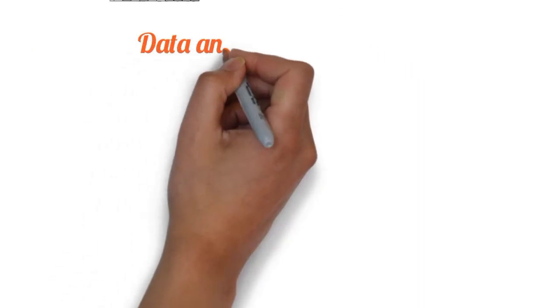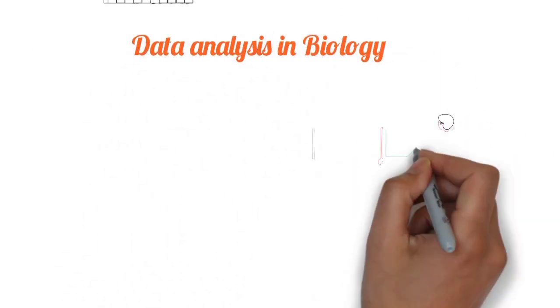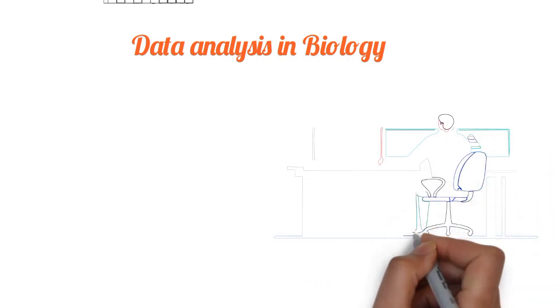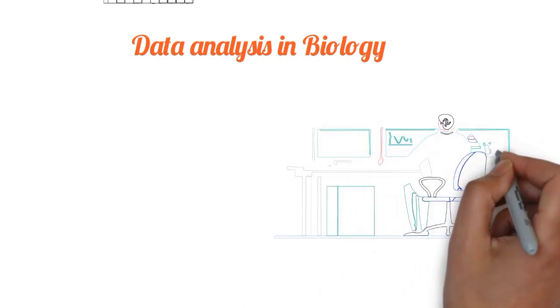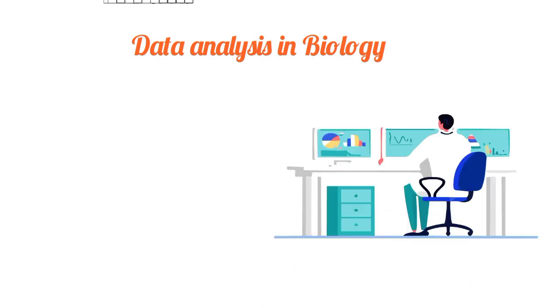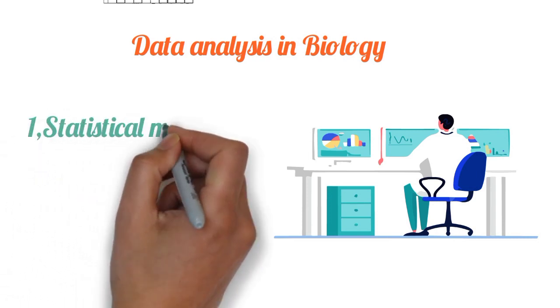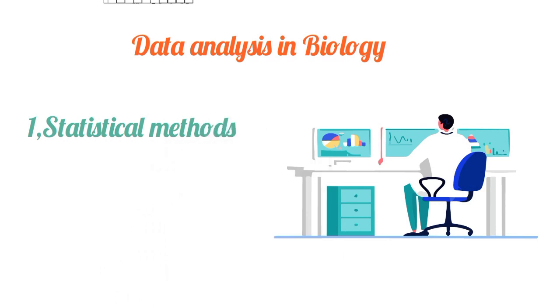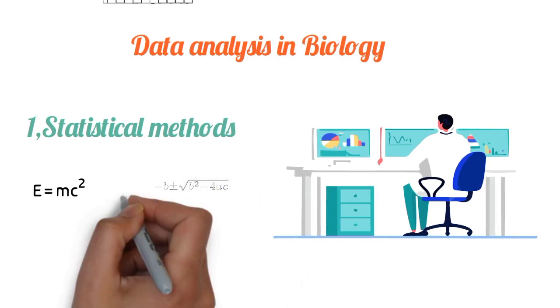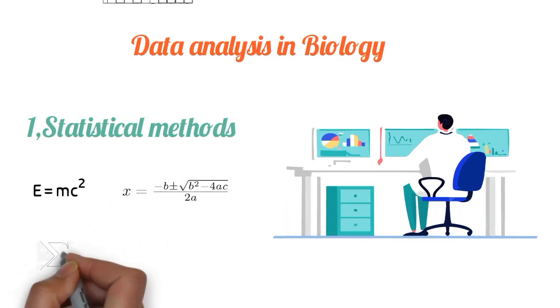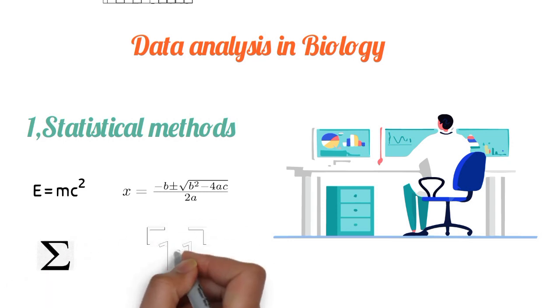Data analysis in biology. Data analysis is a critical step in the scientific method, as it helps scientists draw meaningful conclusions from their data. In biology, data analysis is often performed using statistical methods. Here are some important concepts related to data analysis in biology. 1. Statistical methods. Biologists use statistical techniques to analyze data. This involves the use of mathematical formulas and statistical tests to identify patterns, trends, and relationships within the data.